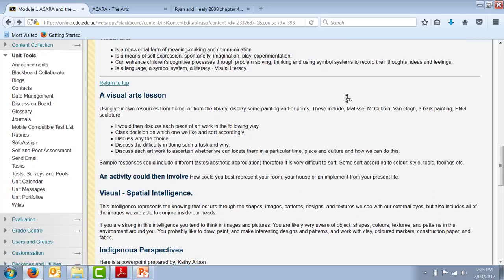So a visual art lesson, so using your own resources from home or the library, display some painting or some prints. So these include, you can see there, and you can then go onto the discussion board and you can talk about this. Discuss each piece of artwork in the following way. So discuss why you chose that piece of artwork, the difficulty in doing such a piece if you made it yourself, or why you think it could have been difficult or easy for the artist and why.